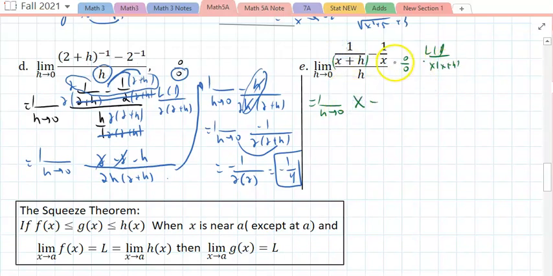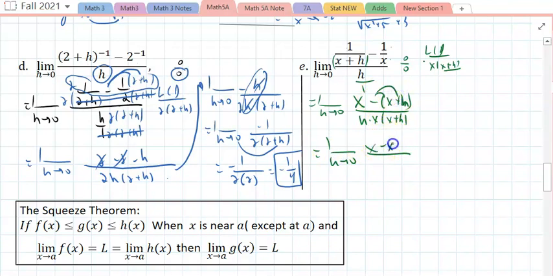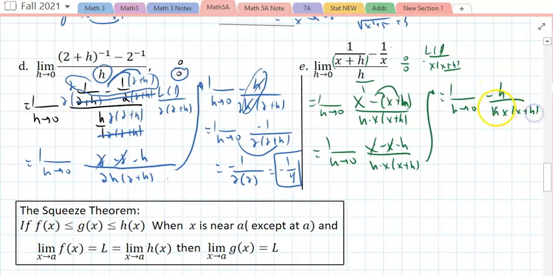Just read the top. This is missing an x plus h if you multiply top and bottom. And the denominator is missing both. So that's going to be h times x times x plus h. So once you get the hang of this, that's really how it works. x, distribute the negative, minus x minus h over hx times x plus h. Limit as h approaches 0 of negative h over hx times x plus h.